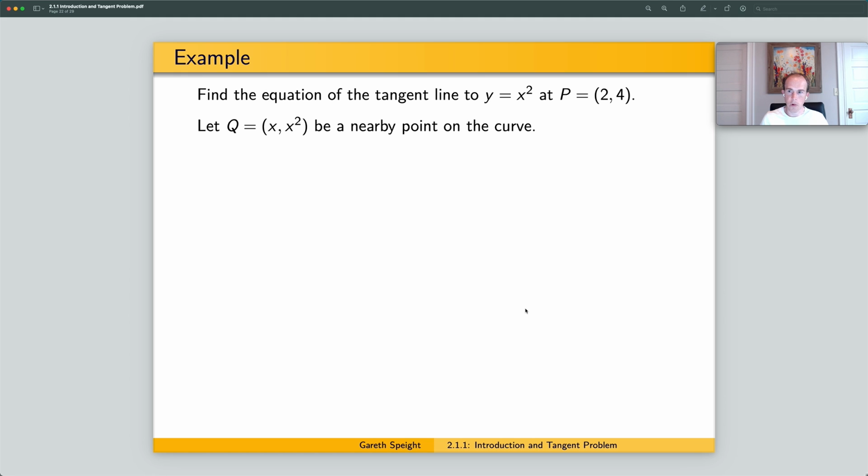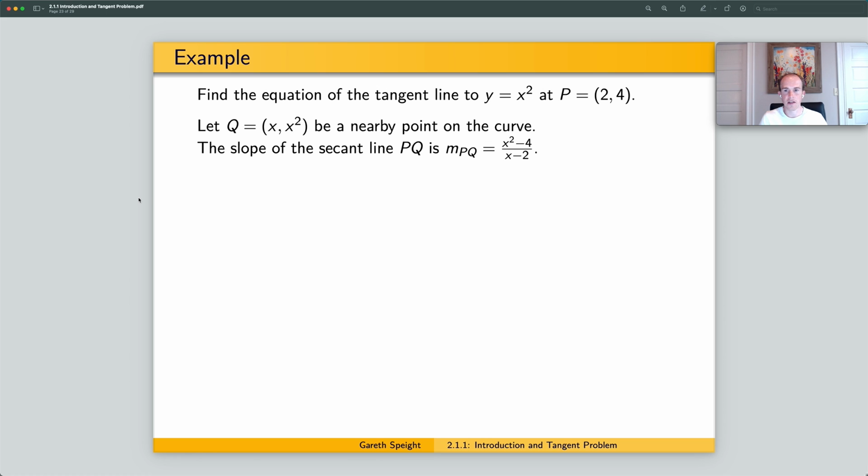Because we're going to want to compute something for different nearby points, I want to take a general point, x. And if I want a point on the curve, well, when my x-coordinate is x, if my curve is y equals x squared, then my y-coordinate has to be x squared, right? If my x-coordinate is x and I lie on the curve y equals x squared, then my y-coordinate has to be x squared. So I take a nearby point on the curve Q, and then we find the slope of the line from P to Q.